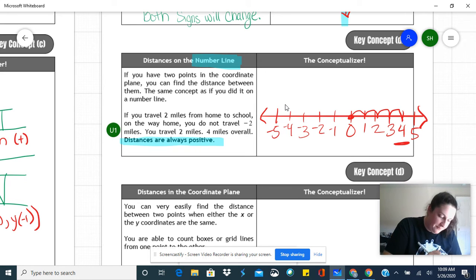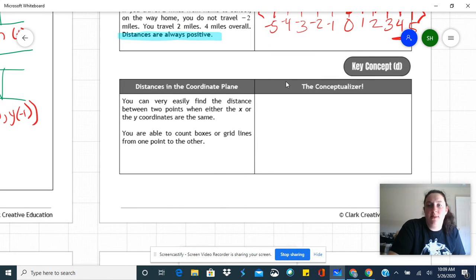You can very easily find distance between 2 points when either the x or the y coordinates are the same. You are able to count boxes on grid lines, right? So when we're doing it on a coordinate plane, you can do the same thing. You're still just counting, right?